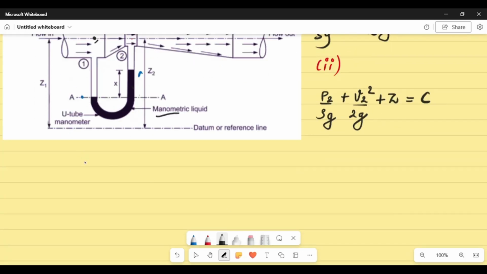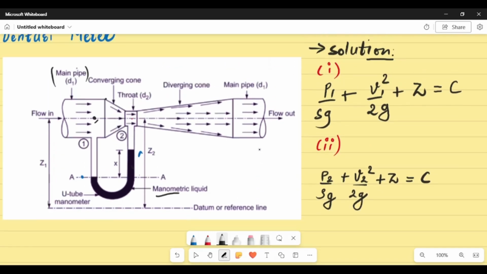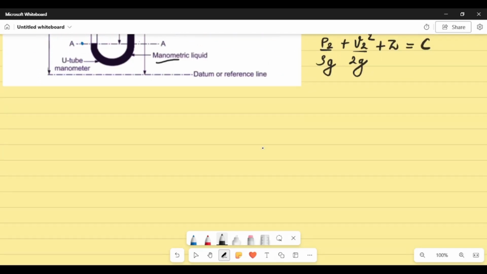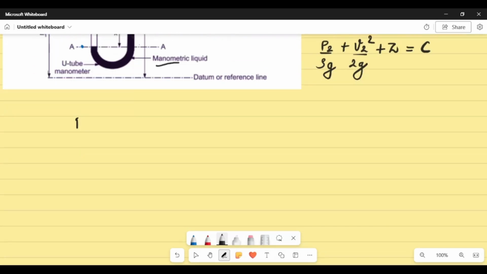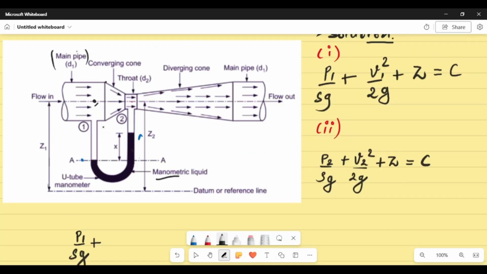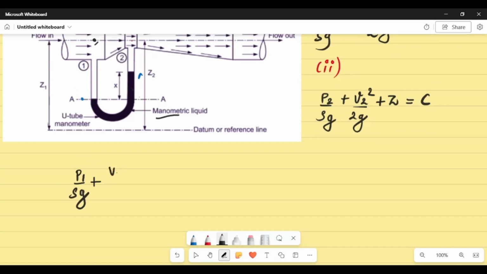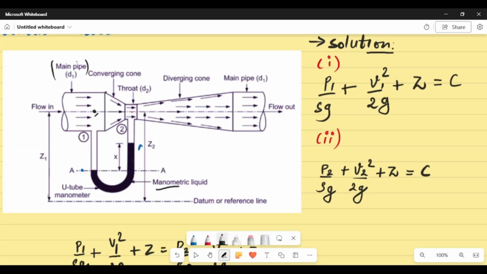All right, now we can say that the energy is constant. We learned it, and that's the main assumption of Bernoulli's theorem. So now if we say the energy is constant, we can write P1 by rho g plus v1 square by 2g plus z equals to P2 by rho g plus v2 square by 2g plus z. Now what is z? So z is the potential energy per unit mass.